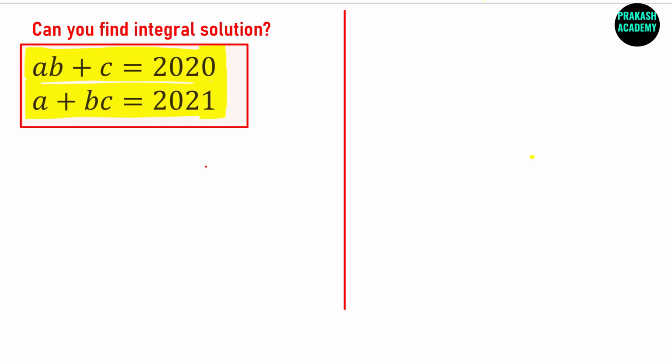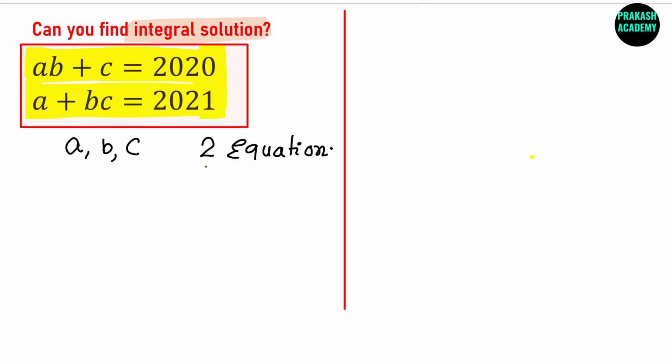So we have two equations, but how many unknowns? We have three unknowns. A is unknown, B is unknown, and C is unknown. And we have only two equations. So how will you solve? Any idea? The hint is we have to find the integral solution.